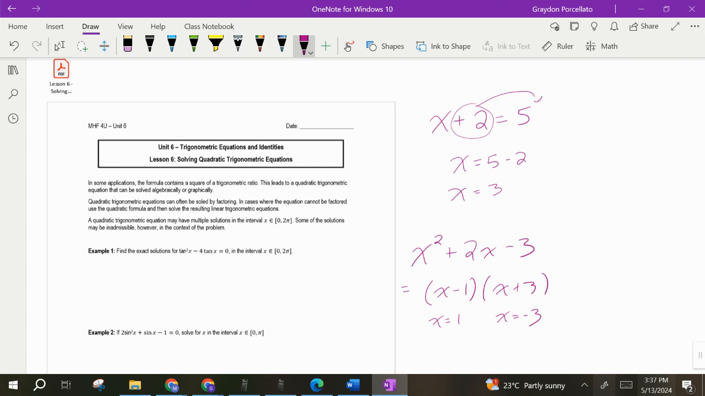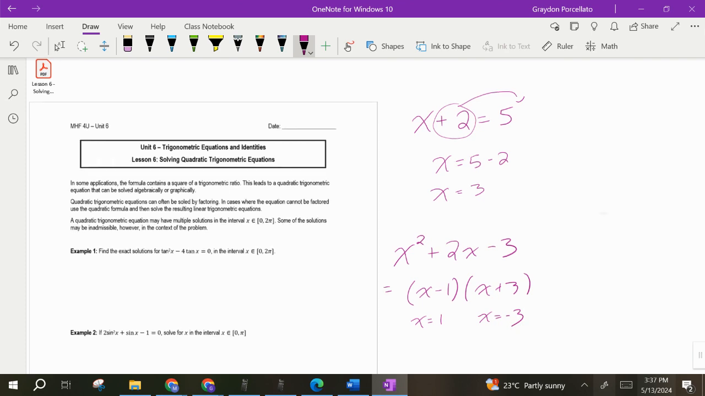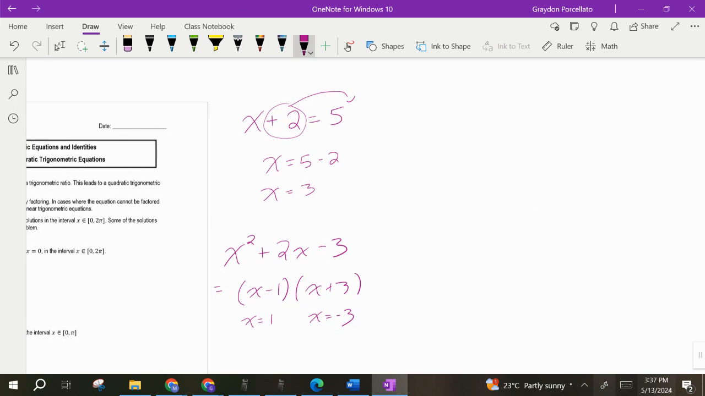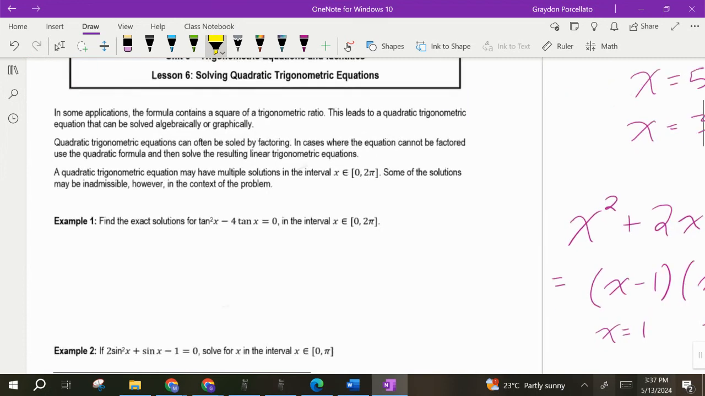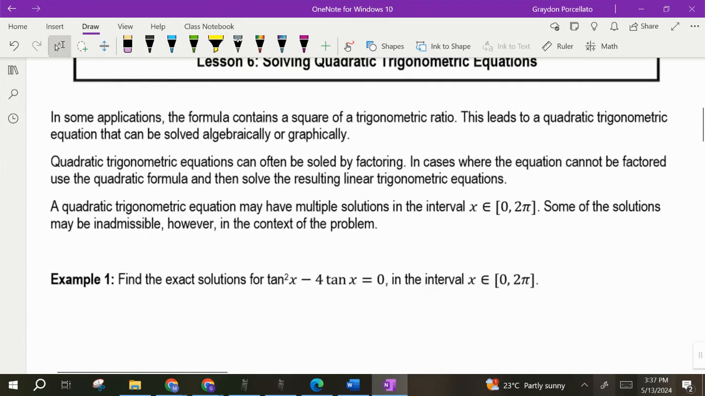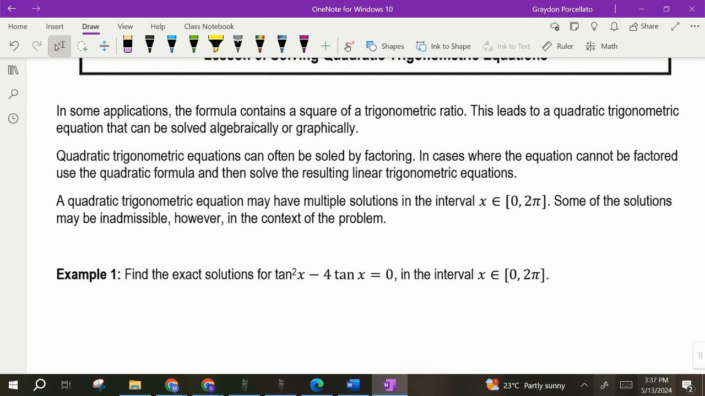This will be very similar, but now we're going to put sines in front of that. So now we're going to say sine squared x plus 2 sine x minus 3. We've now made this a trig quadratic by squaring that. These questions are solved in a very similar manner. You can do this by factoring often. Then I'm just going to read a little intro before we get to some examples.